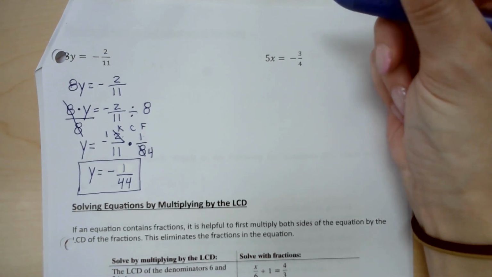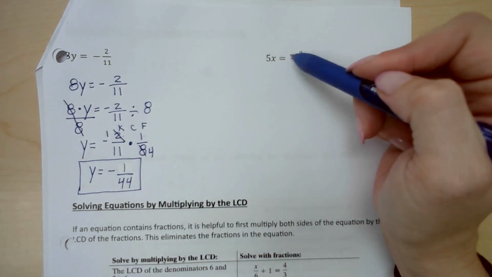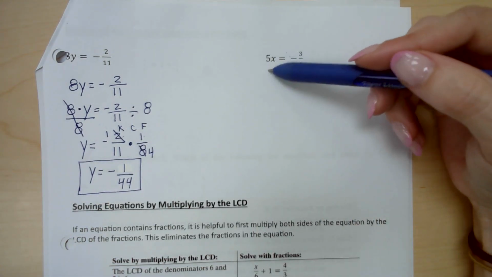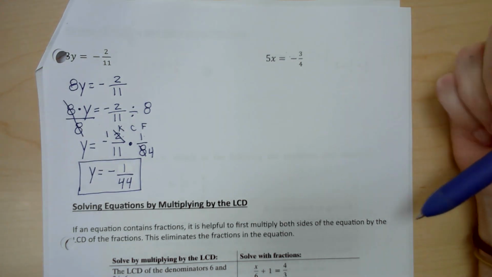Now the last one, using our last example, go ahead and try this one on your own. You want to get x alone by canceling out the 5.